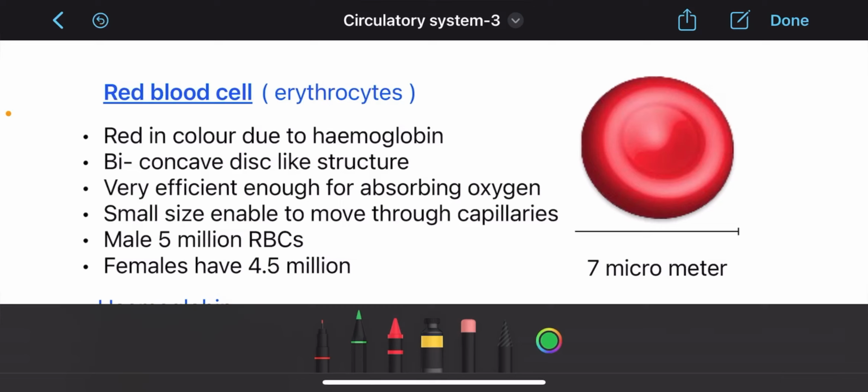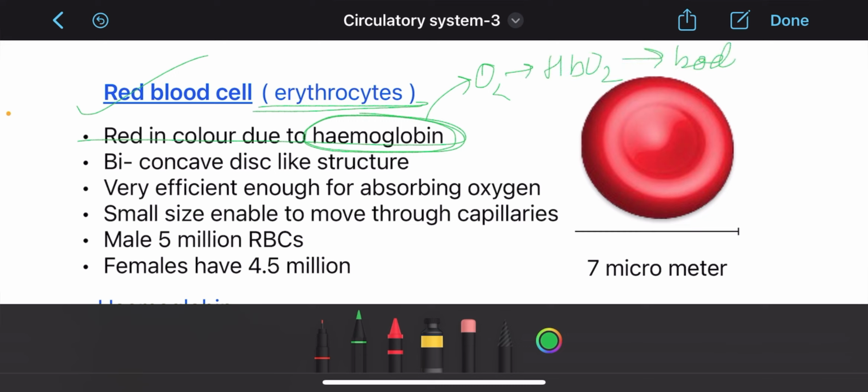This is part 3 of the chapter Circulatory System, and today we are going to study a cellular component found in blood, that is red blood cells, also known as erythrocytes. Now the red blood cell is red in color due to the presence of a pigment, that is hemoglobin. Hemoglobin is a respiratory pigment that binds with oxygen to form oxyhemoglobin, which is transported to different parts of the body wherever it is required, and there oxygen dissociates.